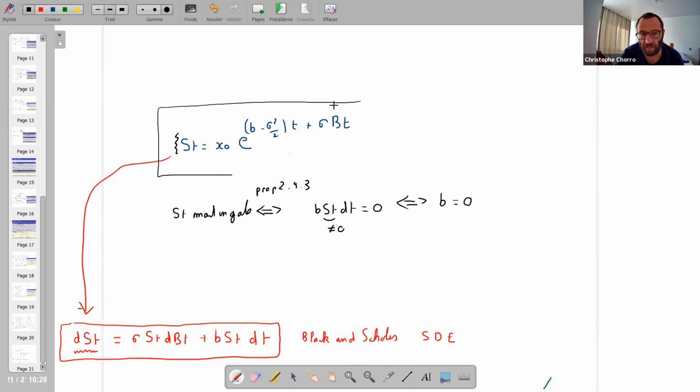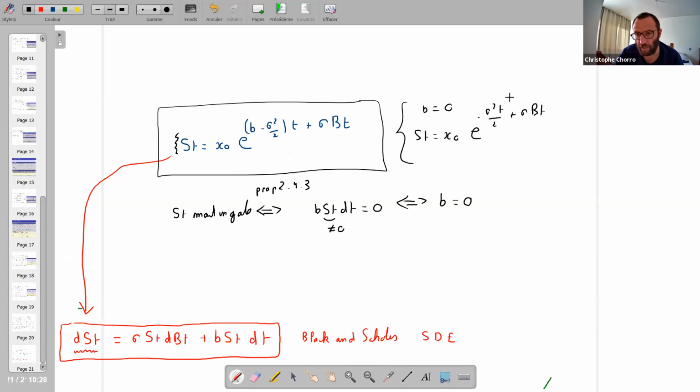Keep in mind that we have seen together that for b equal to 0, you have S_t equal to x0 exponential of minus sigma squared t over 2 plus sigma B_t. It's a process we studied at the beginning of chapter 1 as a transform of the Brownian motion that is still a martingale. So we recover from Proposition 2.4.3, using the Ito decomposition in terms of martingale property, a very basic result that we proved directly in the beginning of chapter 1.